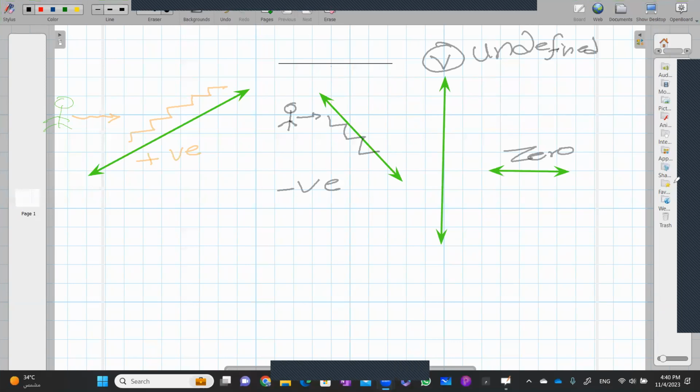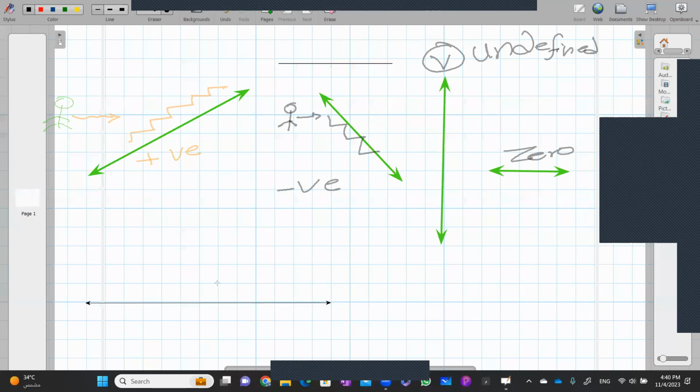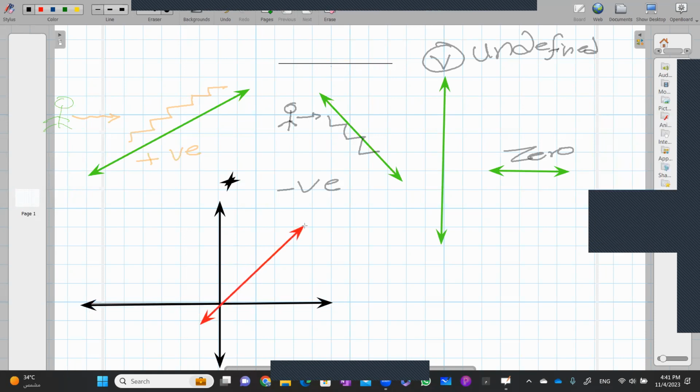If I have these 2 ordered pairs, I have here this x-axis and this is the y-axis. And we have here this line. This is a proportional relationship because this is passing through 0. Okay, the red one is a proportional relationship because it passes through 0.